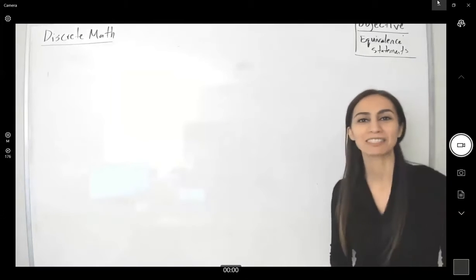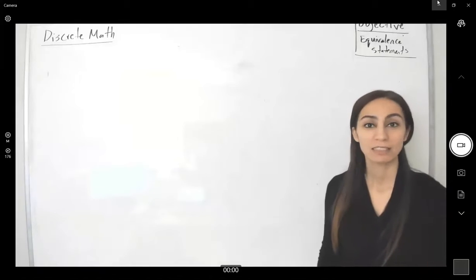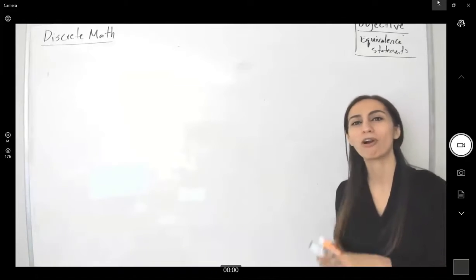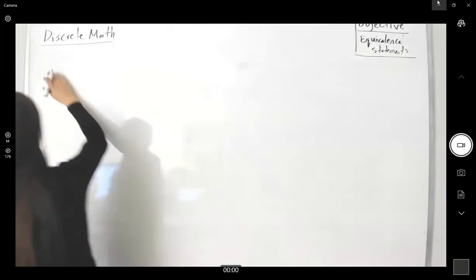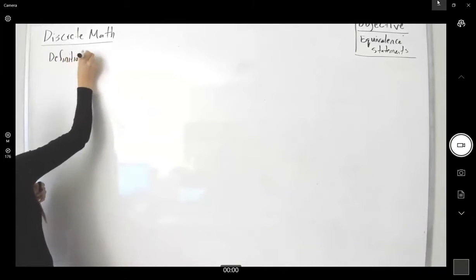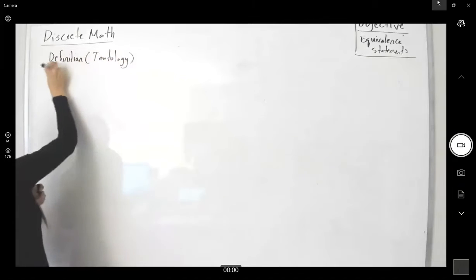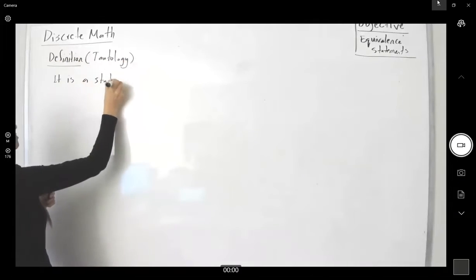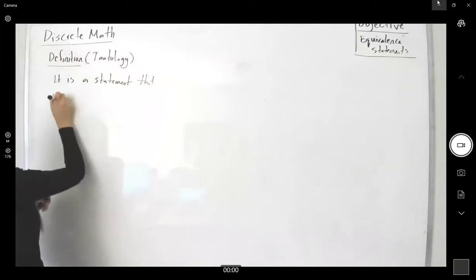Sometimes we end up having statements that are always true or always false. The statements that are always true are called tautology, and the statements that are always false are called contradiction. So, the definition of tautology: it is a statement that is always true.